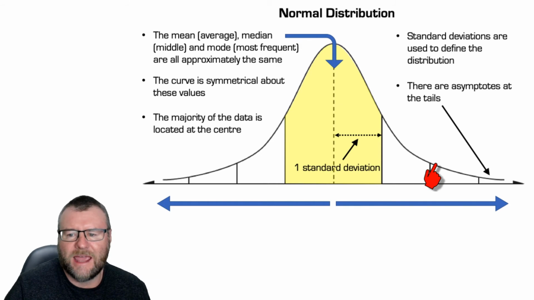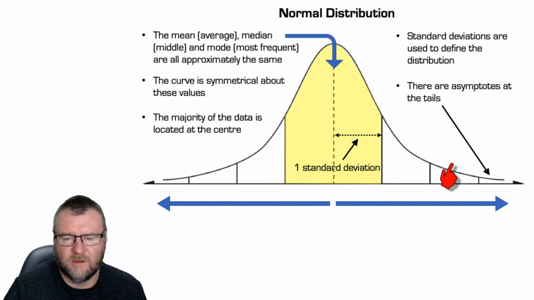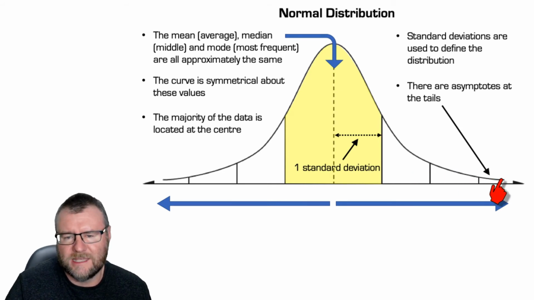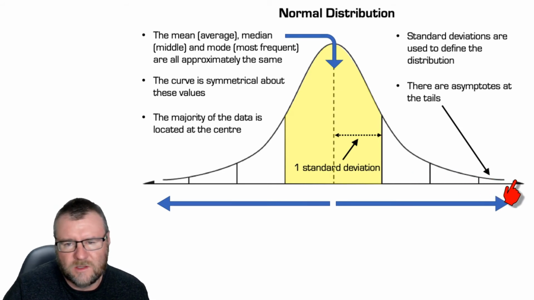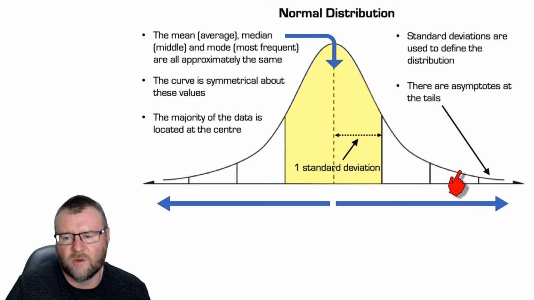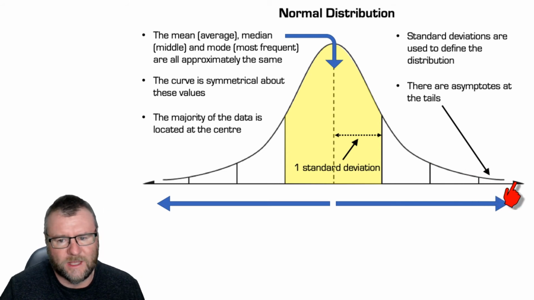And finally, there are asymptotes at the tails. Now, if you remember from other videos, an asymptote is where our line approaches the axis and gets closer and closer and closer, but it never really touches it and never goes below it. So looking at our curve here, you can see how it approaches the line, then it flattens out and will continue to do so. We call that an asymptote.